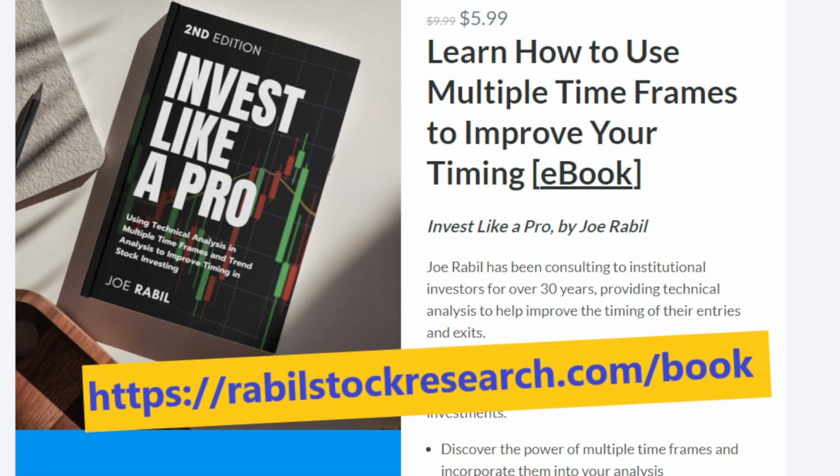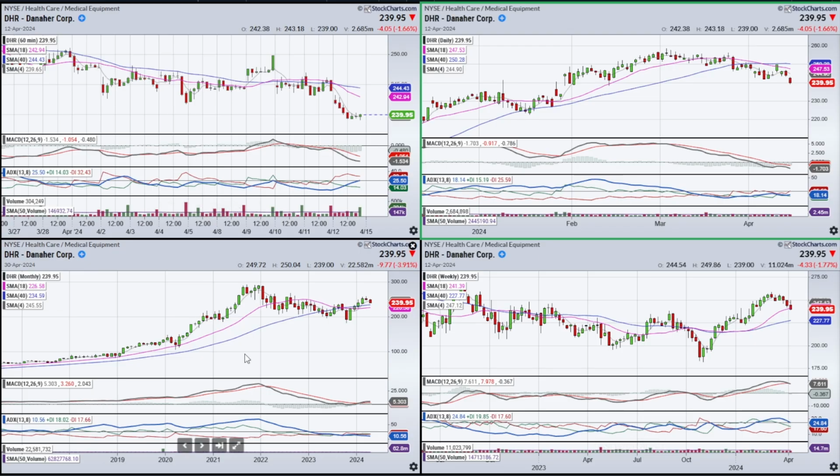Okay, I've got stock DHR up, and again, just to make sure everyone's on the same page, you've got a monthly in the bottom left, a weekly in the bottom right, daily upper right, and hourly in the upper left. Now I have the exact same indicators on all four charts. I don't change based on the time frame. This gives me a complete uniform approach.